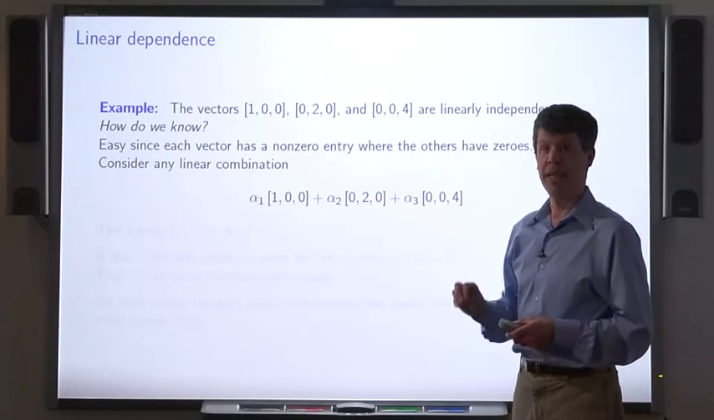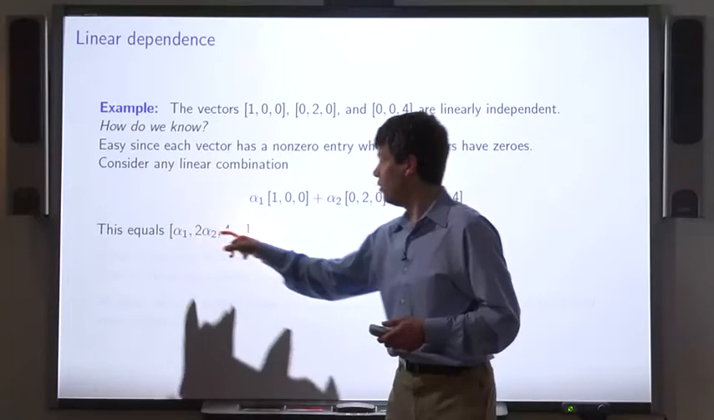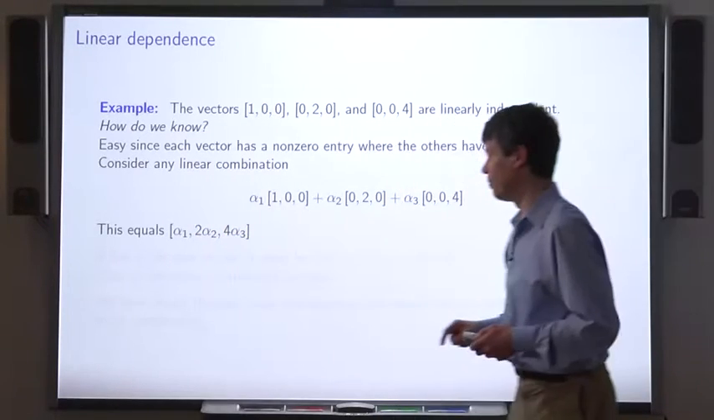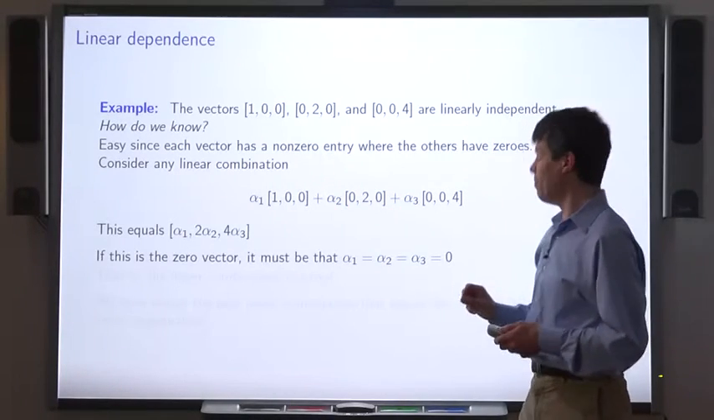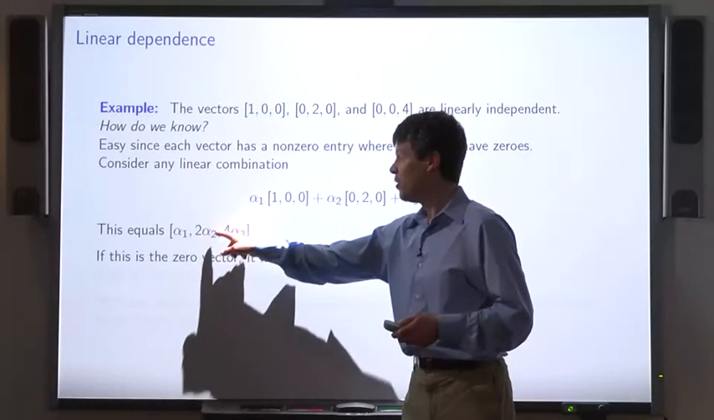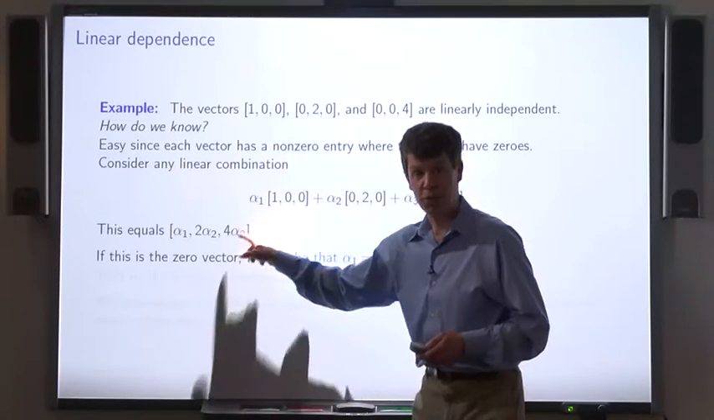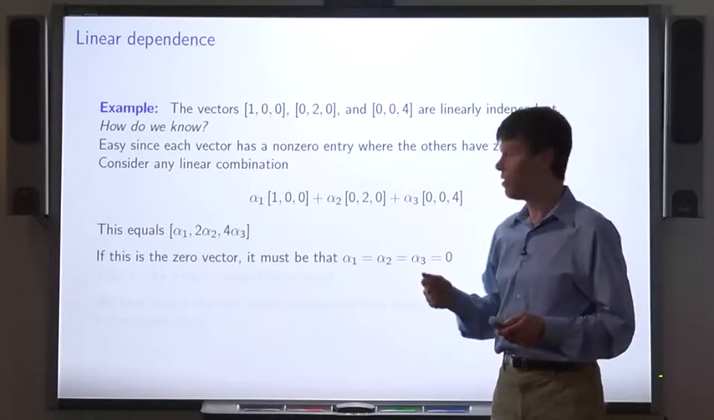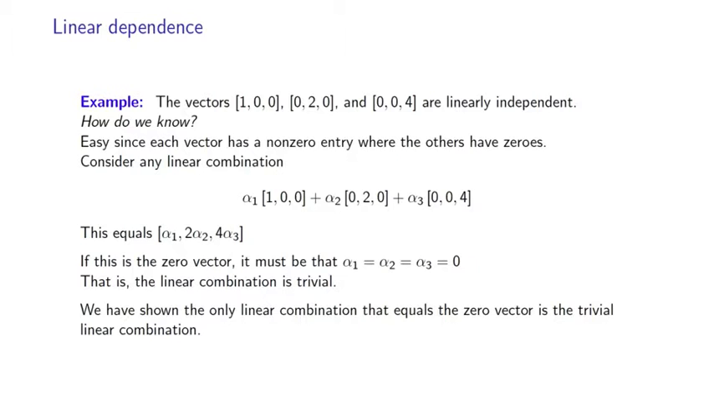Consider any linear combination of these vectors. Summing it up, we get the vector alpha 1, 2 alpha 2, and 4 alpha 3. So if this linear combination equals the 0 vector, it must be that alpha 1 equals 0, 2 alpha 2 equals 0, therefore alpha 2 equals 0, and 4 alpha 3 equals 0, therefore alpha 3 equals 0. So that shows that in that case, the linear combination is trivial. So we've shown that the only linear combination of these vectors that equals the 0 vector is the trivial linear combination. And therefore, these vectors are linearly independent.